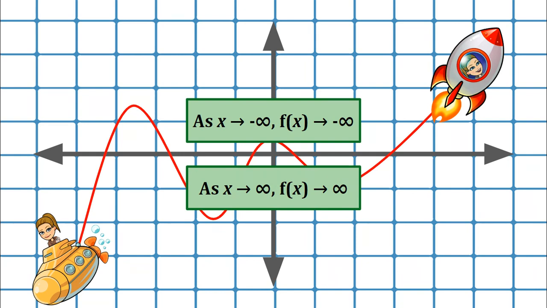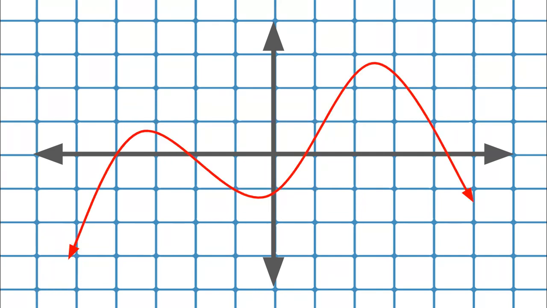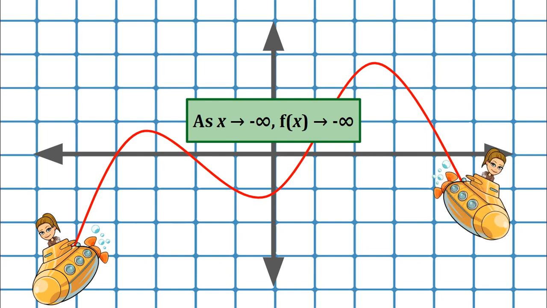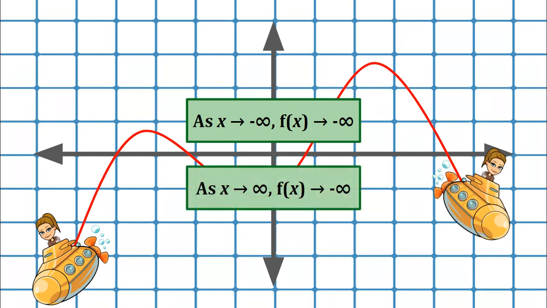So in these two examples that we've done, we've had both sides going opposite directions. We're going to learn in the future what makes those things go opposite directions. Right now, we're just focusing on how to write end behavior. So in this example, notice both sides are going down. So I have my submarine on the left. As x approaches negative infinity, f of x approaches negative infinity as well. On the right side, I also have my submarine. As x approaches infinity, f of x approaches negative infinity.